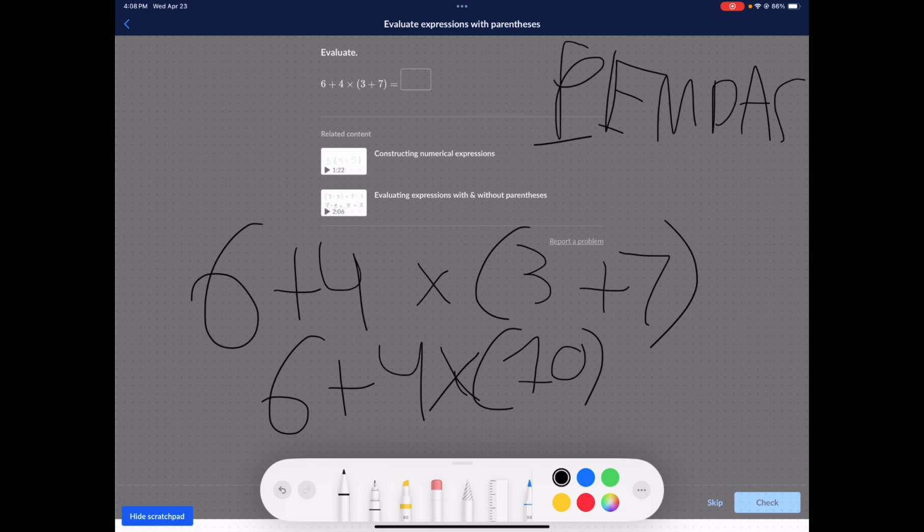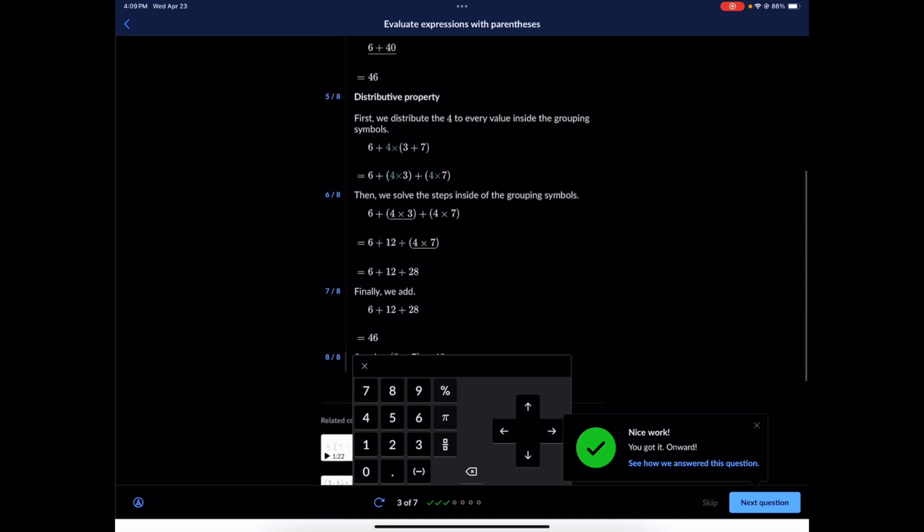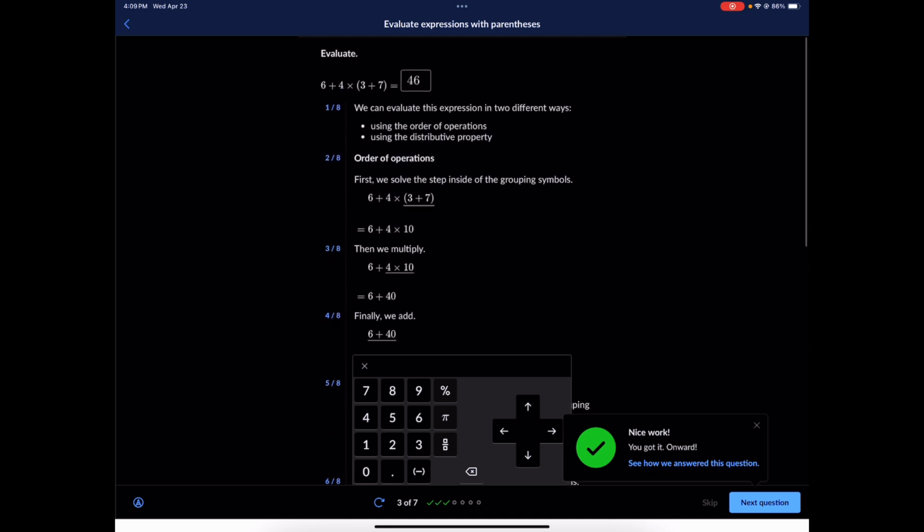Okay, so do we do 6 plus 4 first or 4 times 10? 4 times 10, because now we do multiplication. So that will equal 40. And now we add 6 to get 46. So 46 is our answer. So 46, good. And then, yep, we use PEMDAS.